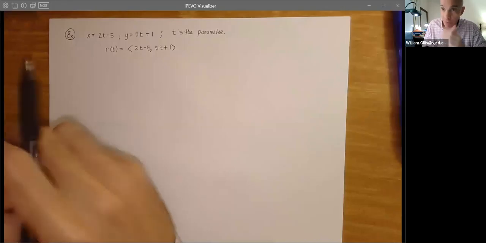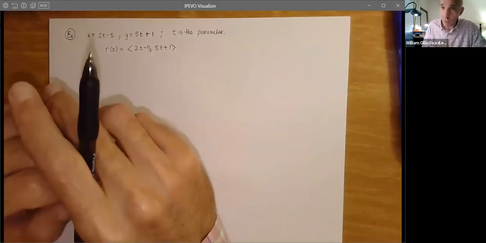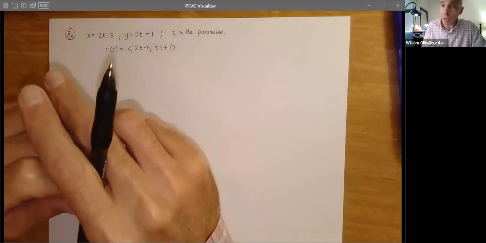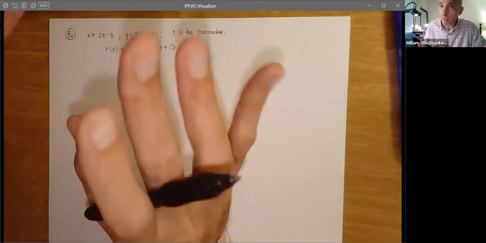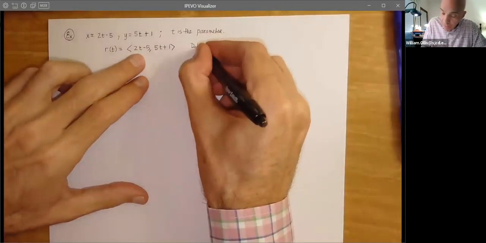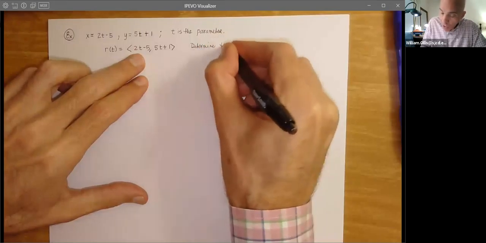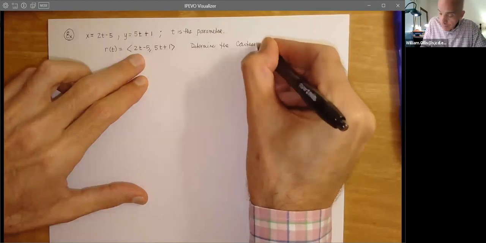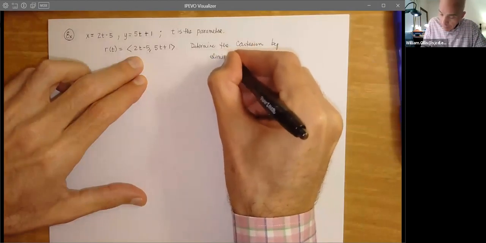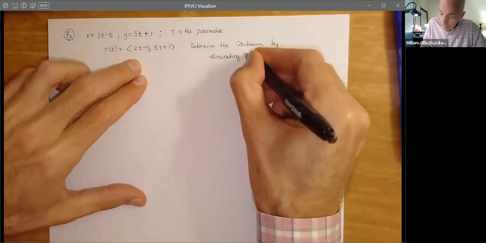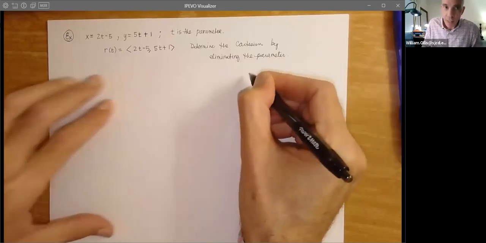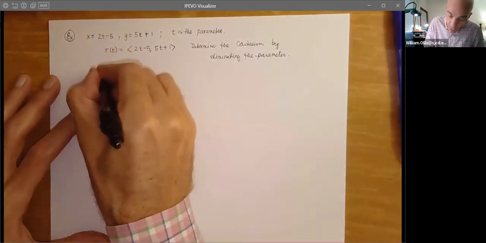Now, what WebAssign will ask you to do is say, okay, we'll eliminate the parameter and figure out the Cartesian equation. Now, in many cases, it's possible to do, but as you well know, solving polynomial equations can be somewhat difficult, and having an exact formulation for the zeros can be out of your reach, at least from the standpoint of a closed form formula. So what we can do here is determine the Cartesian equation by eliminating the parameter.